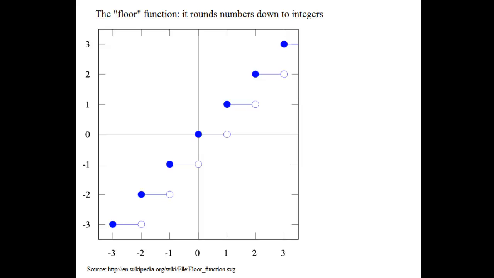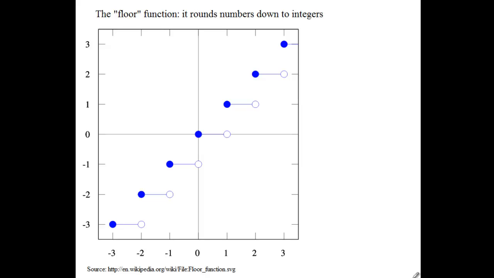Here's a function that mathematicians find interesting. It's called the floor function. And it takes any number and rounds it down to the next integer. So it would take 3.2 and round it down to 3. It would take pi and round it down to 3. It never rounds anything up. So it takes negative 0.9 and rounds it down to negative 1, for example.